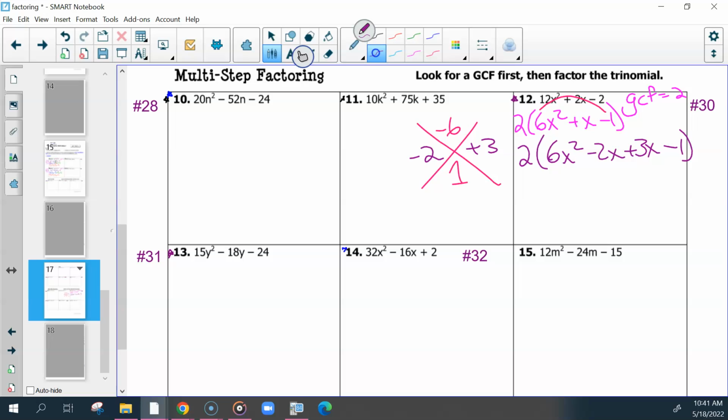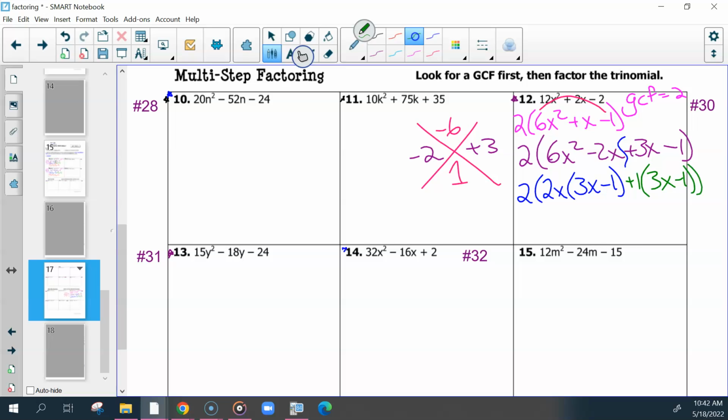And then from there we could start grouping. So we're still going to bring down this 2 on the outside. What do those first two have in common? 6x squared and negative 2x. 2 and x. So it would be 2x. If we divide out 2x, what's left? X minus 1. What could we divide out of the last two? 1. So we put plus 1, and then if we divide out 1, 3x minus 1 is what's left.